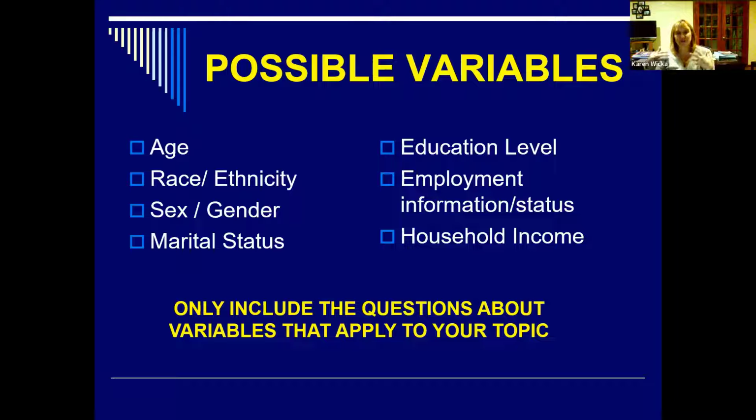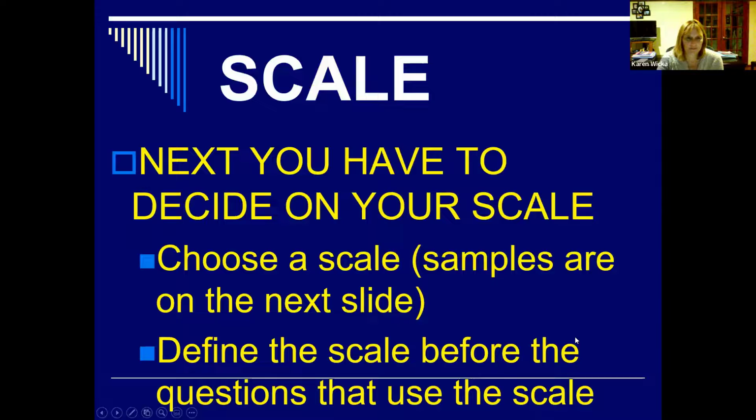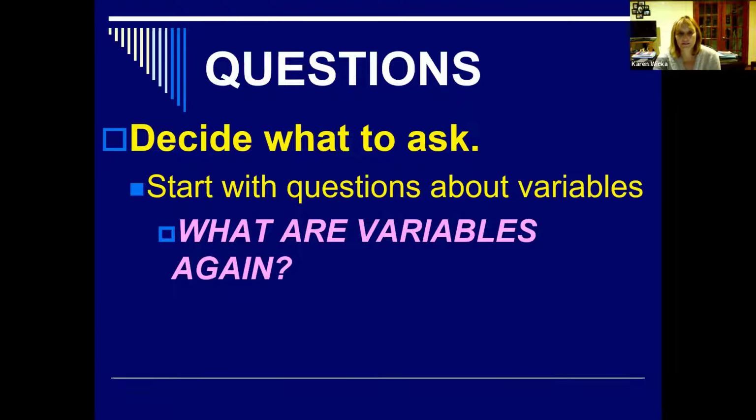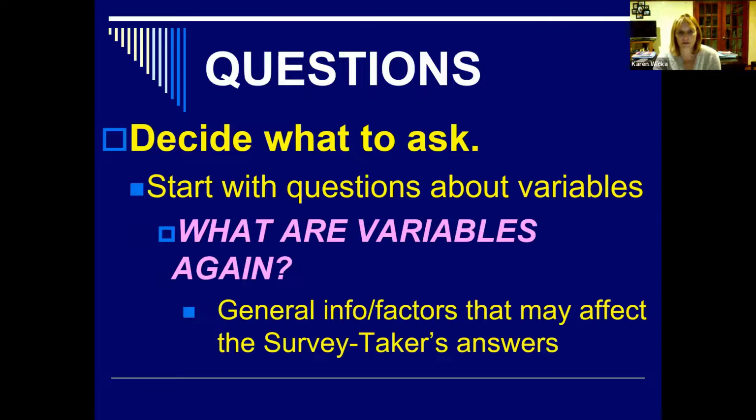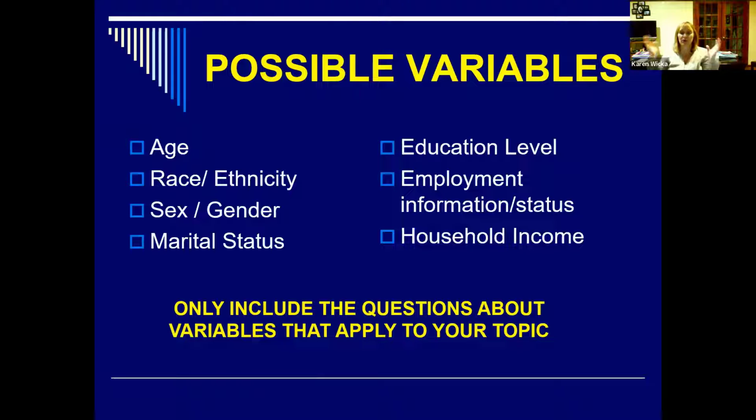There could be other things, right? You could include other things that are variables. Sometimes you could have variables like political party. Maybe different political parties would have a significant impact on how they would answer these. Maybe religion. So you're not limited to these things. Think about what factors, demographic factors, would affect how people would answer your questions.